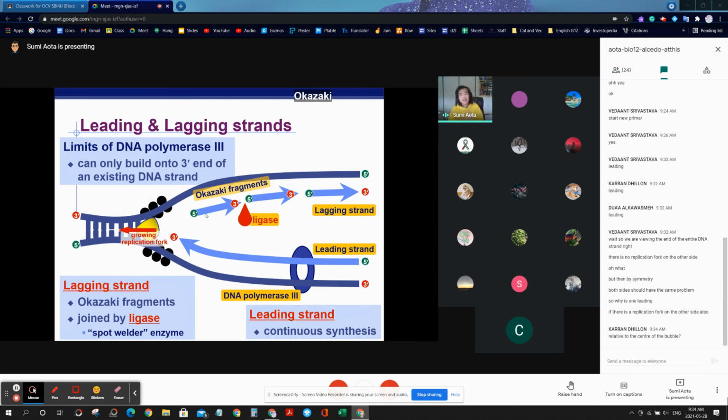But remember, I still haven't got all the parts and all the enzymes in the system yet. We're still building this up. So I'm only looking at a replication fork right now. We're not even talking about the bubble yet. I'm just showing you what's happening in one half of a bubble.